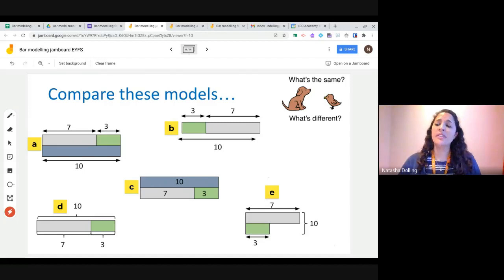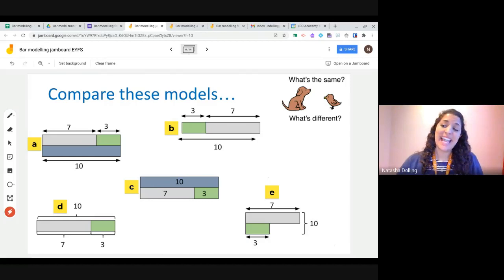So for year 1, we've got somebody saying, I like C, as it's most like a part-whole model, and it's the simplest to read without any extra symbols. Okay, thank you, that person in year 1. So C is coming out as quite popular. And I just want to note that the bar model is actually showing exactly the same fact for all of them. It's showing 3 add 7 equals 10.